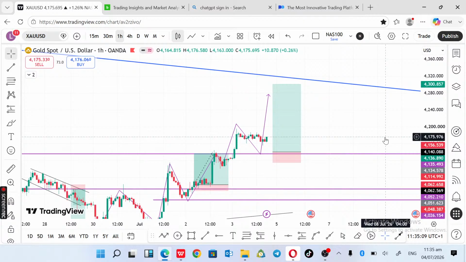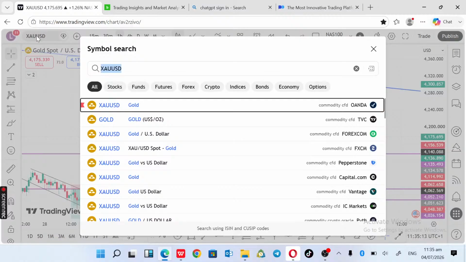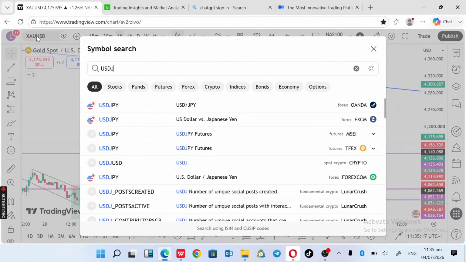Now we have other ones that are pairs. Let's look at USDJPY.